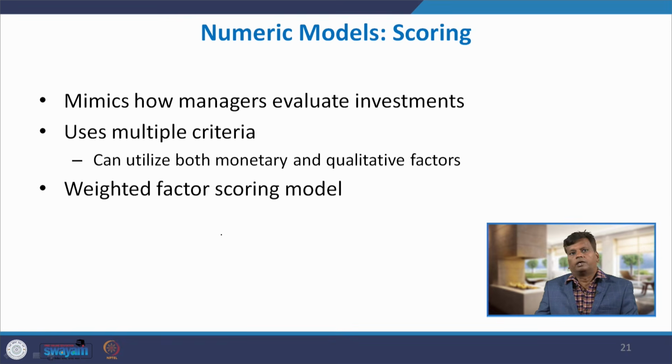The next method of choosing a project is called the scoring method. It is a very popular method. It mimics how managers evaluate investment. The advantage of this scoring method is we can use multiple criteria. We can utilize both monetary and qualitative factors. So, what we do is find a weighted factor scoring model for all our alternatives. Whichever has the higher score, that project will be chosen.